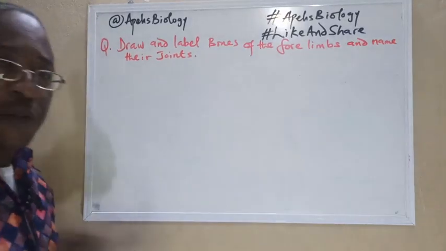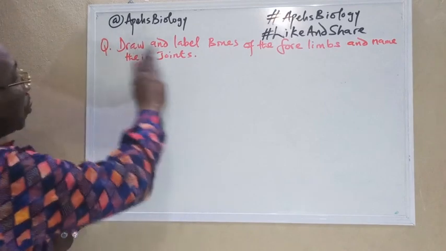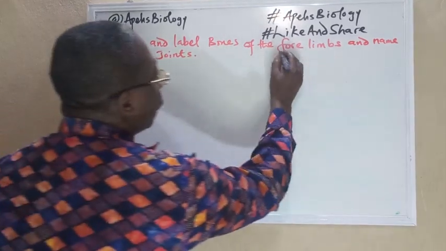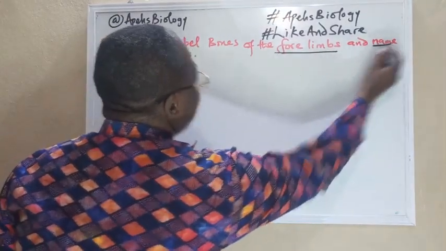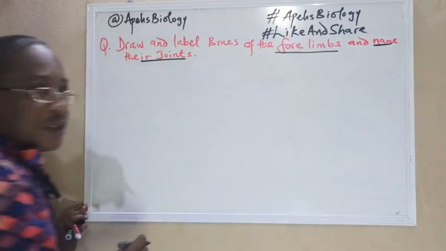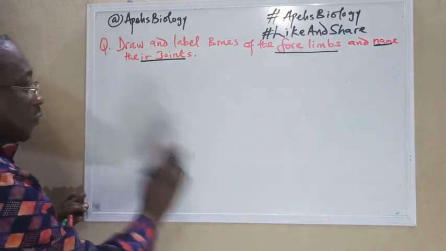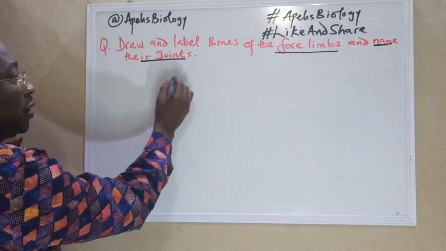We have another question at Apex Biology. It says, draw and label bones of the four limbs and name their joints. Very easy. The first thing we do, we identify the bones.